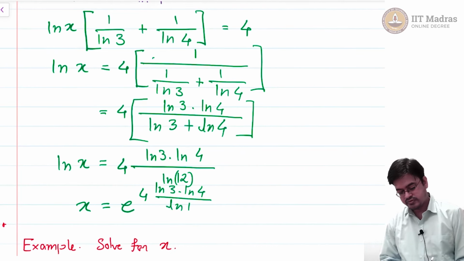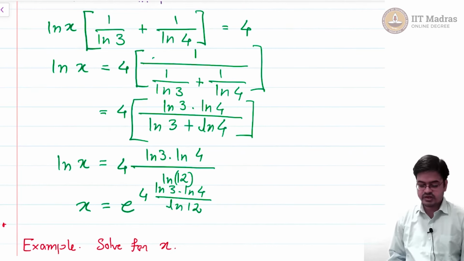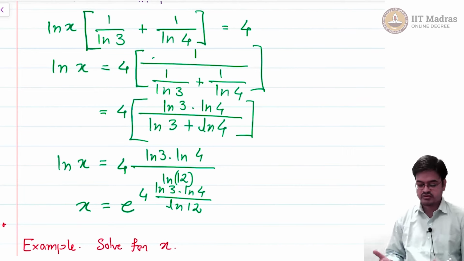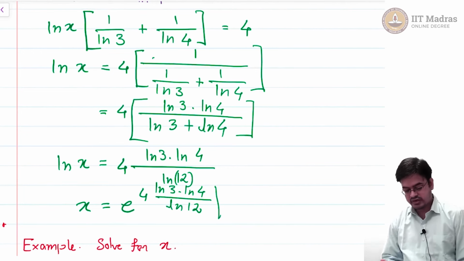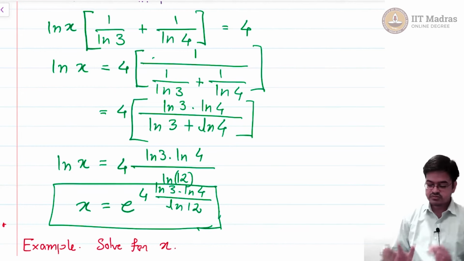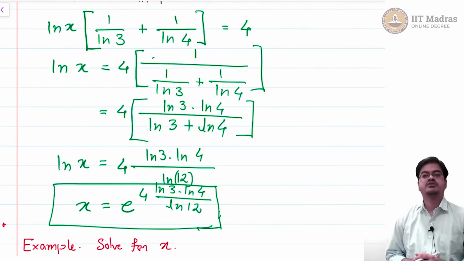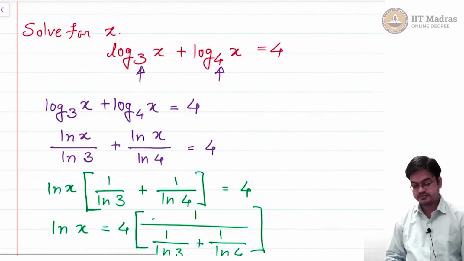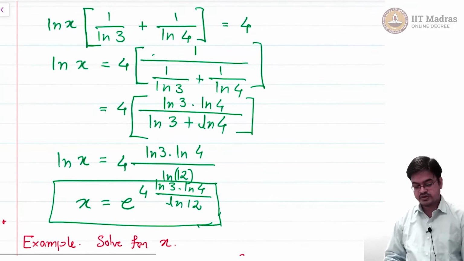If you want, you can merge this 4 with one of these ln's and write this as ln of 3 raised to 4 or ln of 4 raised to 4, whatever you are comfortable with, but I will leave this as it is. So this is the solution, and it's a perfectly valid solution. This is how you will solve a problem which has different bases.